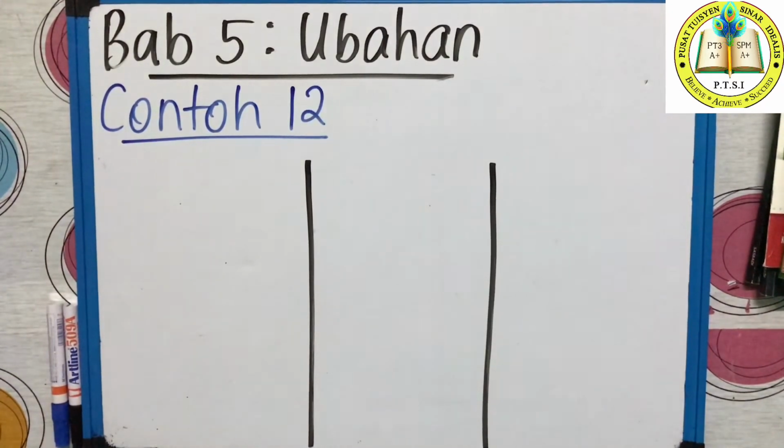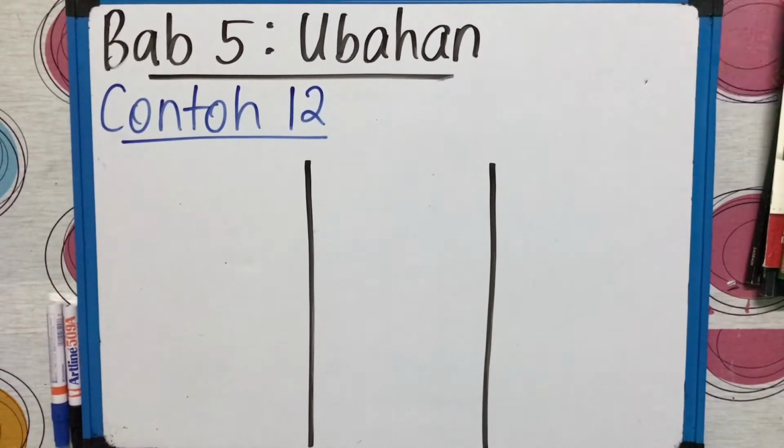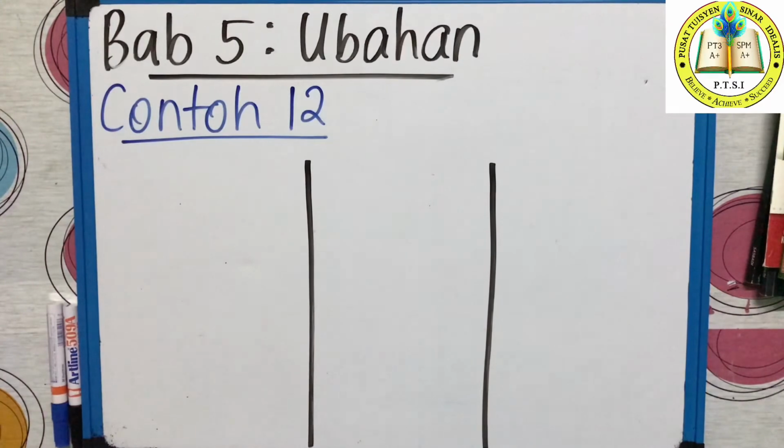Class, now teacher go to the next example from your textbook, contoh 12. Yang ini adalah ubahan songsang. This is an inverse variation. Okay, we look at the question.